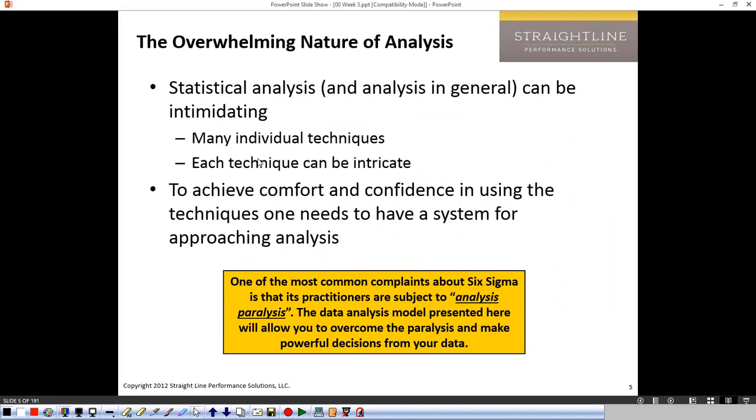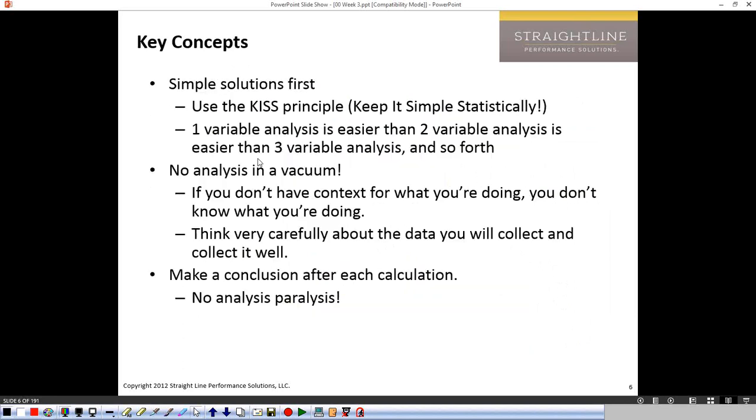So that's really what we're trying to do here in the system, is to put together a way of thinking about it all so that we'll be able to choose tools and make a story every time. That's the main thing, and avoid analysis paralysis. All right, so here we go. So here are the key concepts of all these.